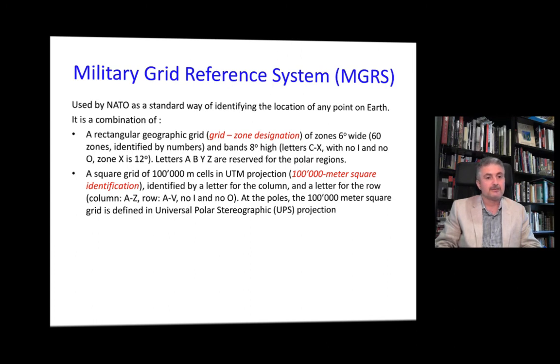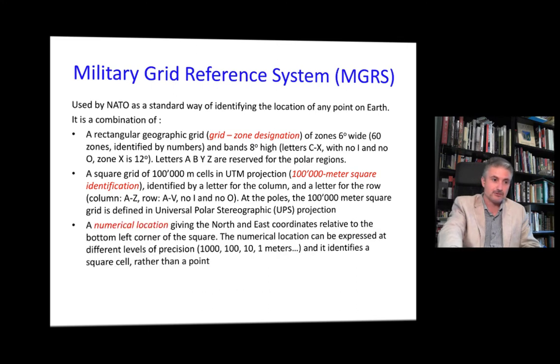At the poles, the 100 kilometer square grid is defined in a different projection. It's in a polar projection. And finally, we have a numerical location, given the north and east coordinates relative to the bottom left corner of each square. The numerical locations can have different levels of precision. And what is important about the MGRS system is that rather than identifying a point, it identifies a square cell.